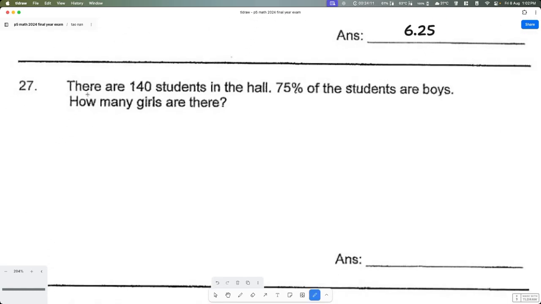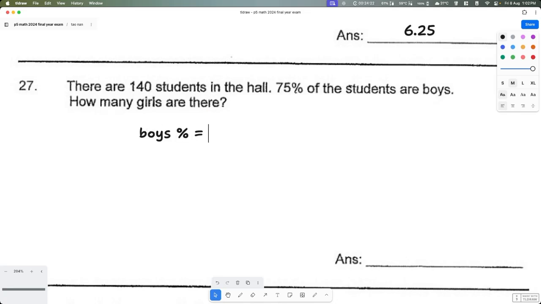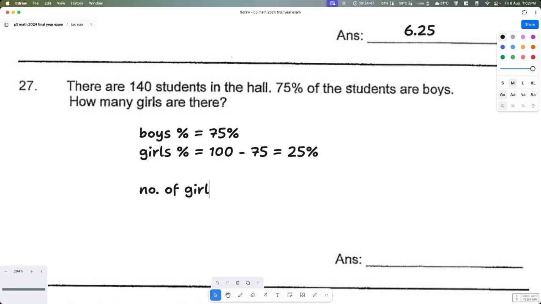Question 27. There are 140 students in the hall. 75% are boys. How many girls are there? So for boys, the percentage is equal to 75%. So the girls percentage is not 65, it's 100 minus 75. This will give you 25% in this case. So the number of girls is equal to 140 times 25%.